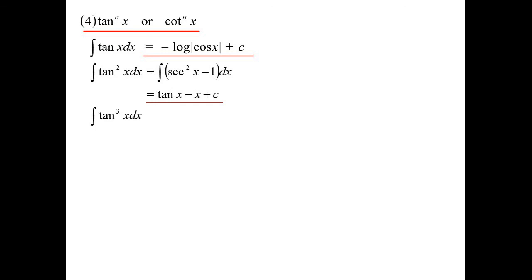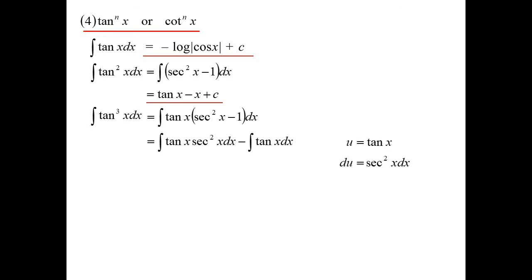Tan cubed, what to do with tan cubed? Well, I'm going to rewrite it as tan x times sec squared minus 1. That I can break into 2 integrals. Tan x sec squared, but of course sec squared is the derivative of tan x. And then the other one just becomes minus the integral of tan. So if you don't see derivative times function, then all right, I'll do a substitution, u equals tan x. So du is sec squared.